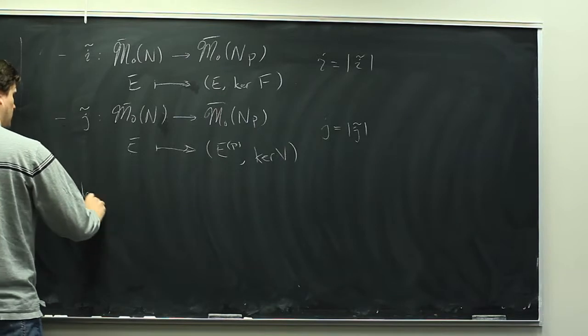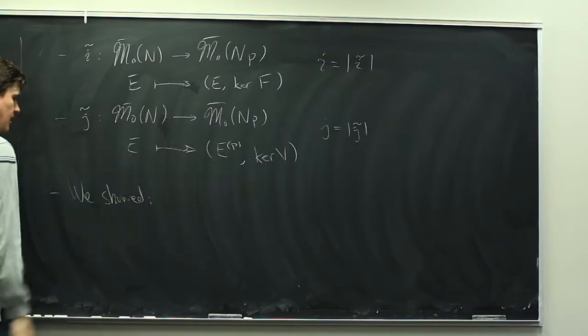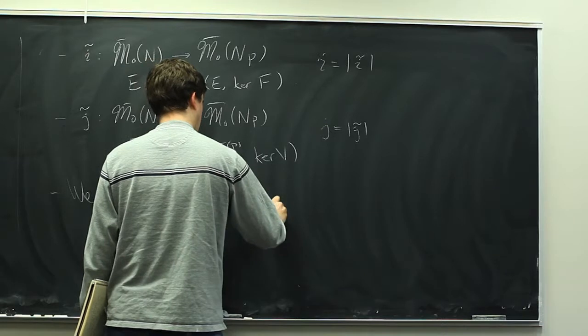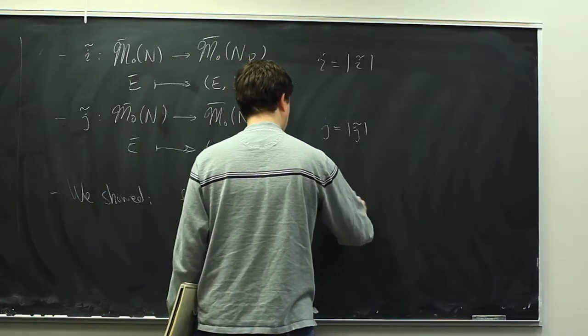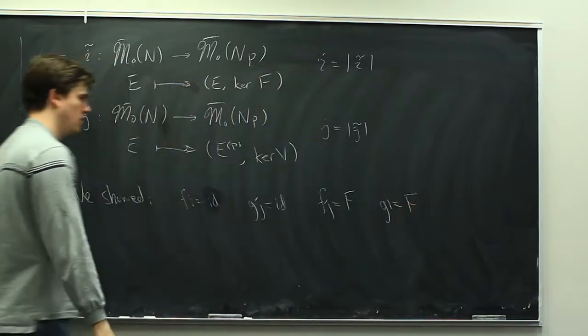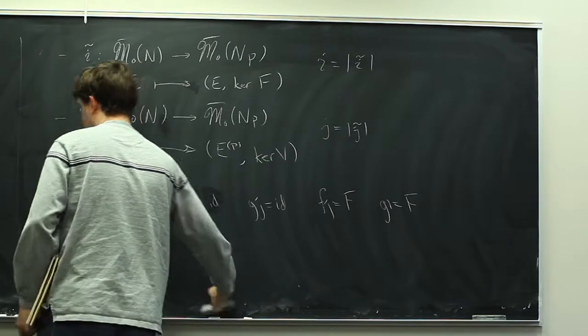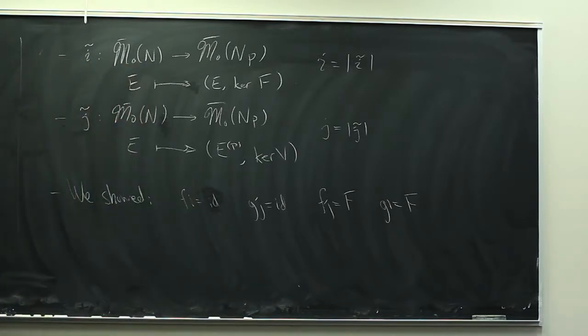And so we showed, this is easy, you just trace through the diagrams, that if you do f then I, you get the identity. If you do g and J, you get the identity. If you do f J, you get Frobenius. If you do g I, you get Frobenius. Where this Frobenius is on M0N. Okay, so the fact that f I is the identity means that I is a closed immersion. And similarly for J. So you have these two copies of M0N going into M0NP.